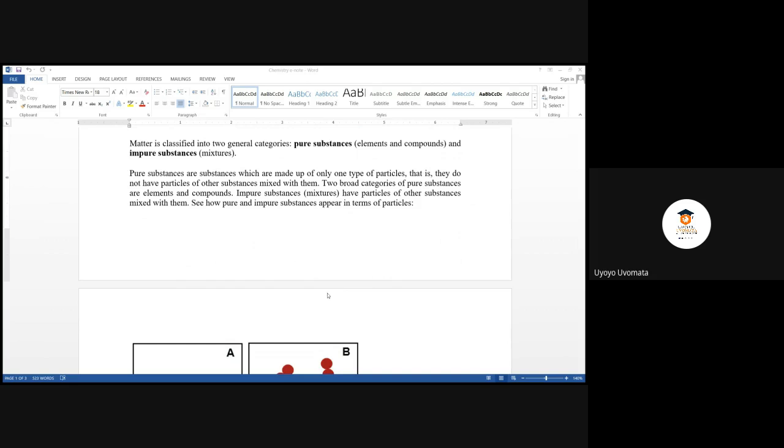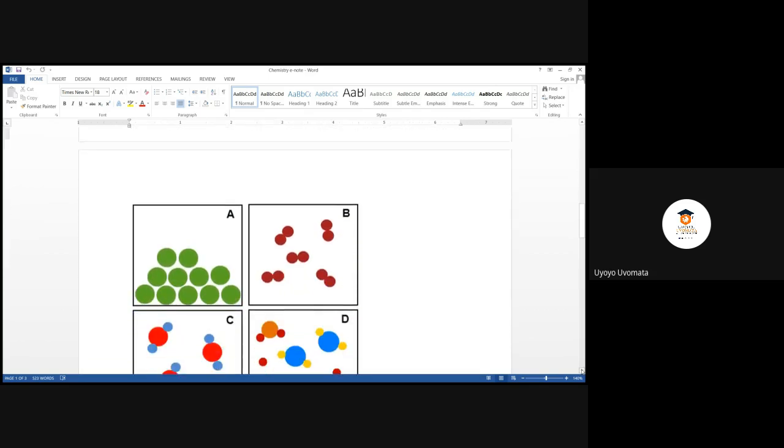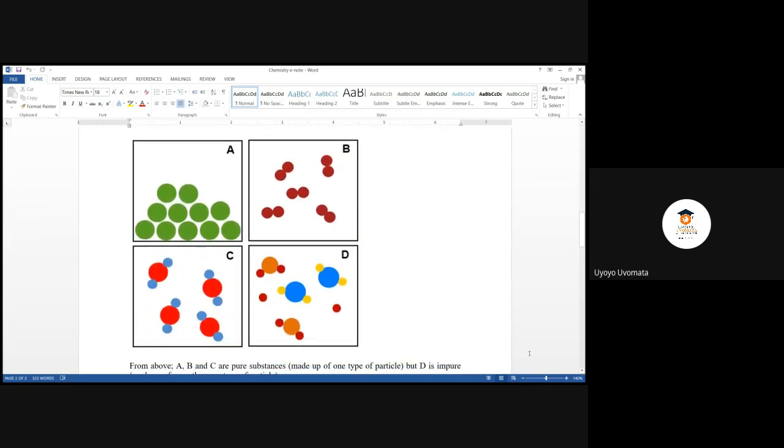Now let us see in form of diagram what we mean by pure substances and what we mean by impure substances. Now consider these pictures we can see here. We have tagged them A, B, C, and D. Now you can see A. Now what can you see there? You can see the particles that make up substance A. They are of one type. So because they are of one type, they are pure. And you can see them as single spherical circles in green. They are of one type.